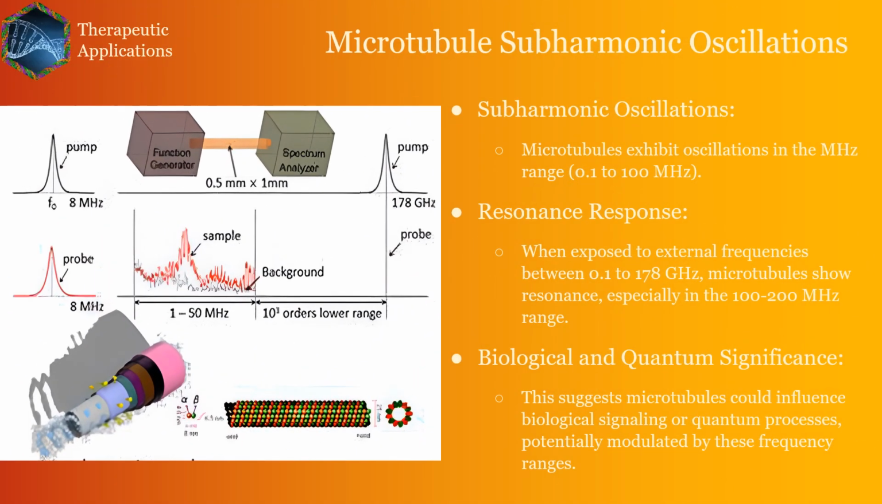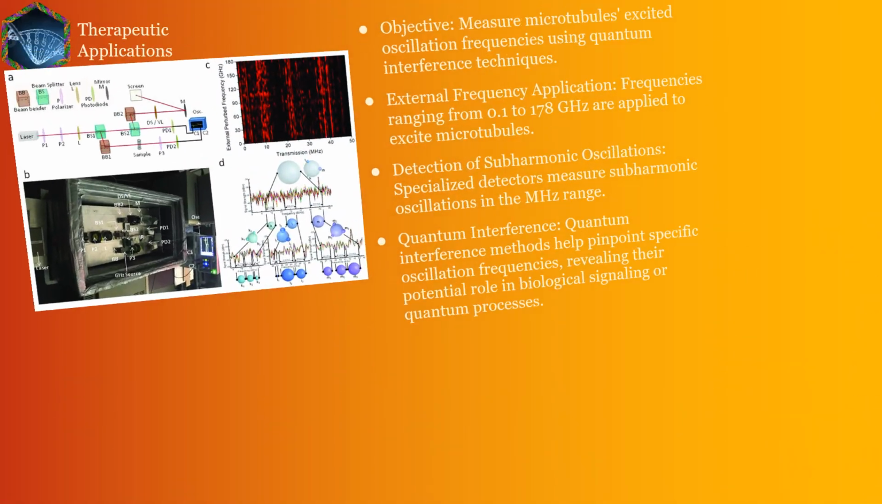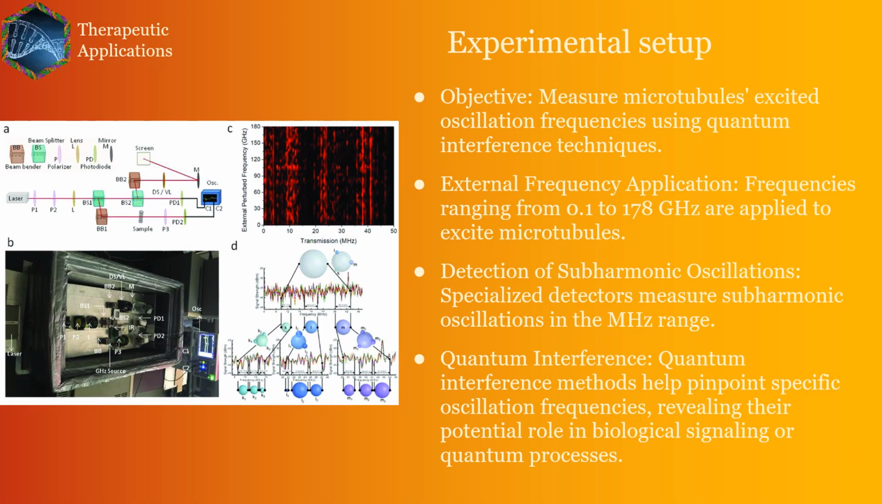Microtubule subharmonic oscillations. Microtubule excitation band in the megahertz range 0.1 to 100 MHz when externally applied frequencies are triggered from 0.1 to 178 GHz at the 100 to 200 MHz gap. Experimental setup. An experimental setup when quantum interference measurement is used to find microtubules excited oscillations frequencies.